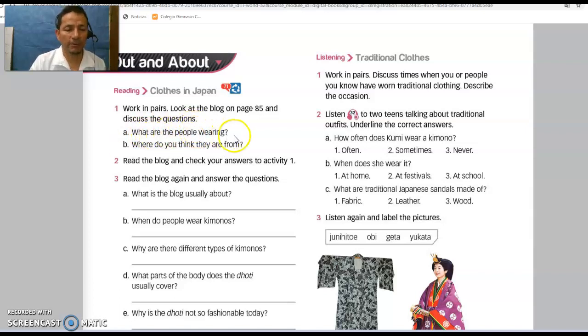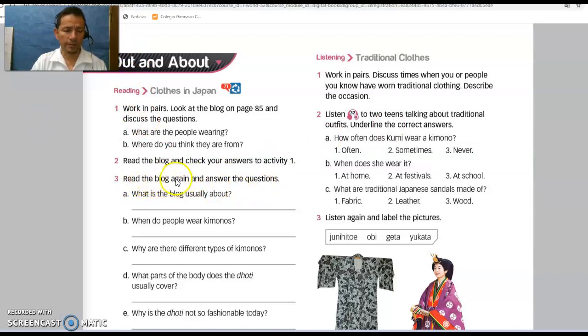What are the people wearing? So according to the pictures, you need to tell me what they are wearing. You need to write the answers here, okay? Kimono and the hat, and also where do you think they are from? You need to tell me where they're from. They're from Japan, they're from India, and they're from Morocco. Okay, so read the blog and check your answers in activity one. This is one and two finished. Let's go to three.